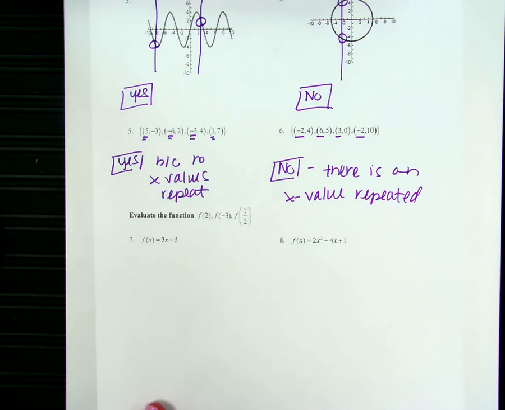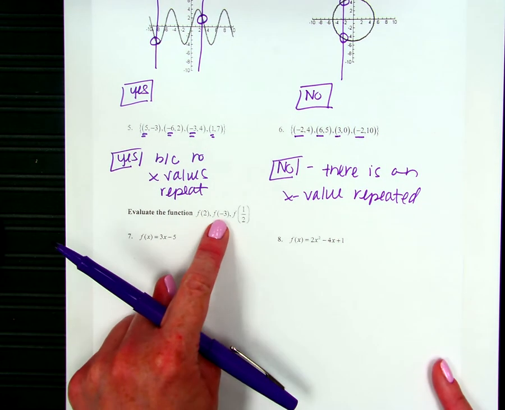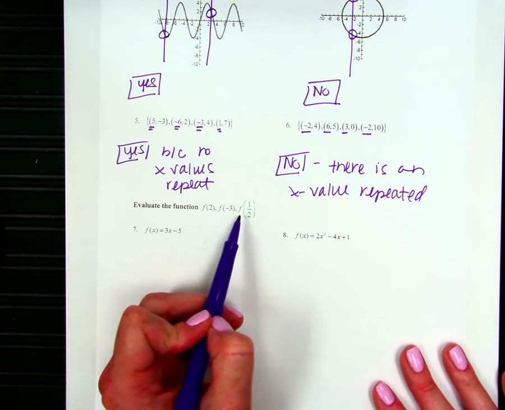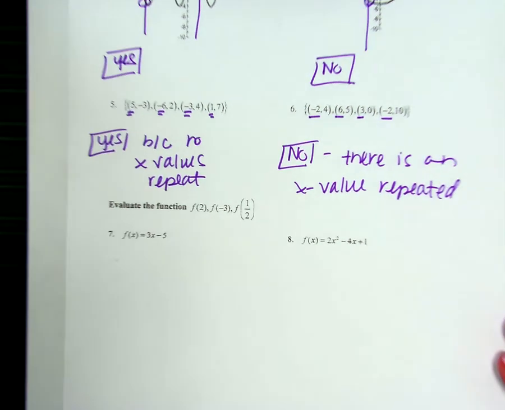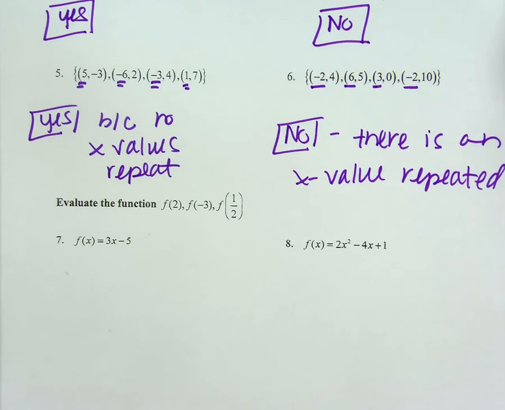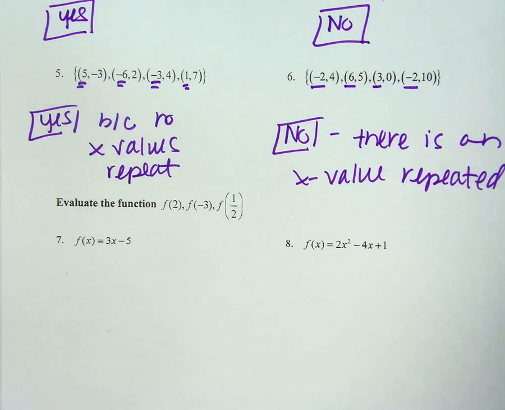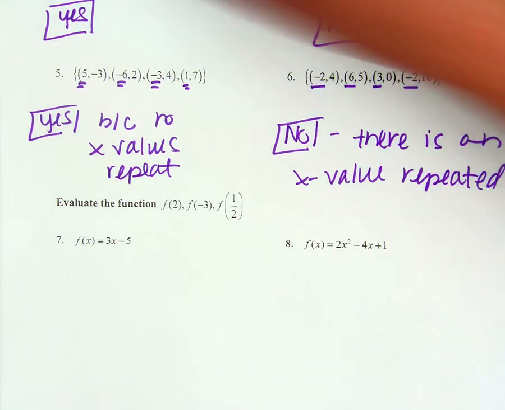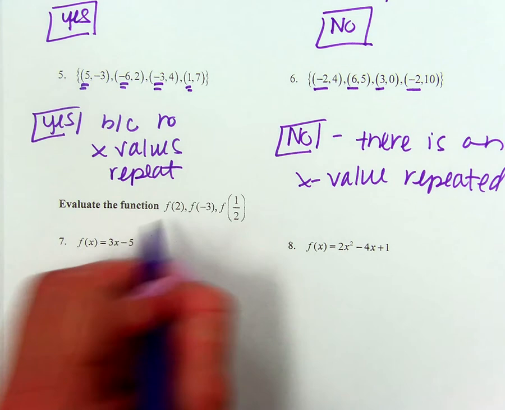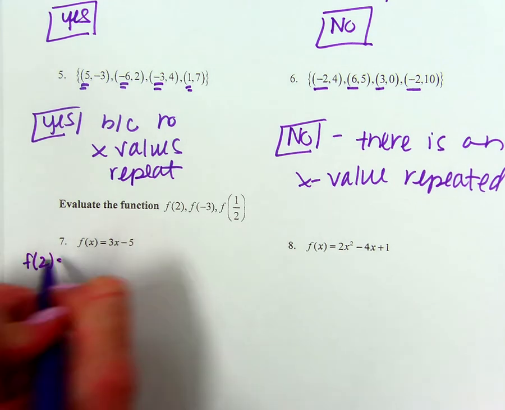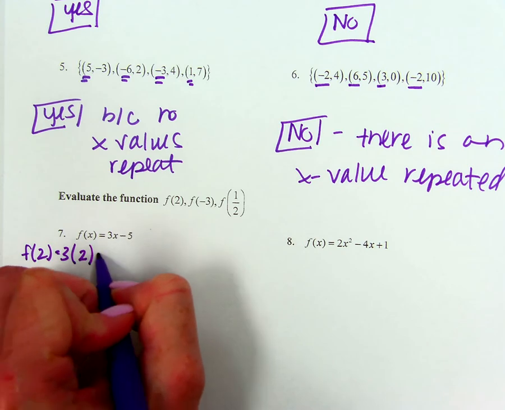And then the last 2 problems, we're going to evaluate the function, we have f of 2, f of -3, and f of 1/2. So that means we're going to take all 3 of those numbers and substitute them in on the right side of the equation there. So I'm going to grab a different color pen so you guys can see when I solve these different problems. But all I'm going to do is take my 3x minus 5 and substitute that 2 in. So I have f of 2 equals 3 times, and now I'm going to plug in that 2, minus 5.